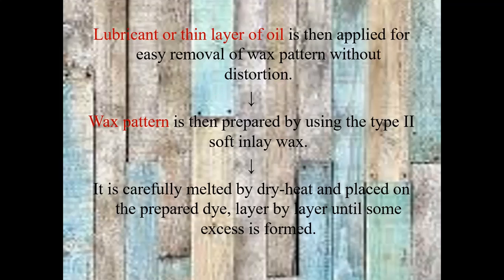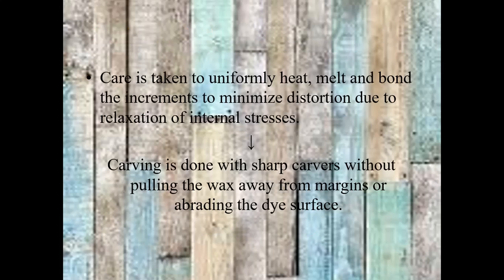Now, after the application of die spacer, a lubricant or thin layer of oil is applied for easy removal of the wax pattern without distortion. Then the wax pattern is prepared by using type 2 soft inlay wax in case of the indirect procedure. Okay, now it is carefully melted by dry heat and placed on the prepared die layer by layer until some excess is formed. Now, care is taken to uniformly heat, melt, and bond the elements to minimize distortion due to relaxation of internal stresses, and the carving is done with sharp carvers without pulling the wax away from the margins or aggravating the die surface.